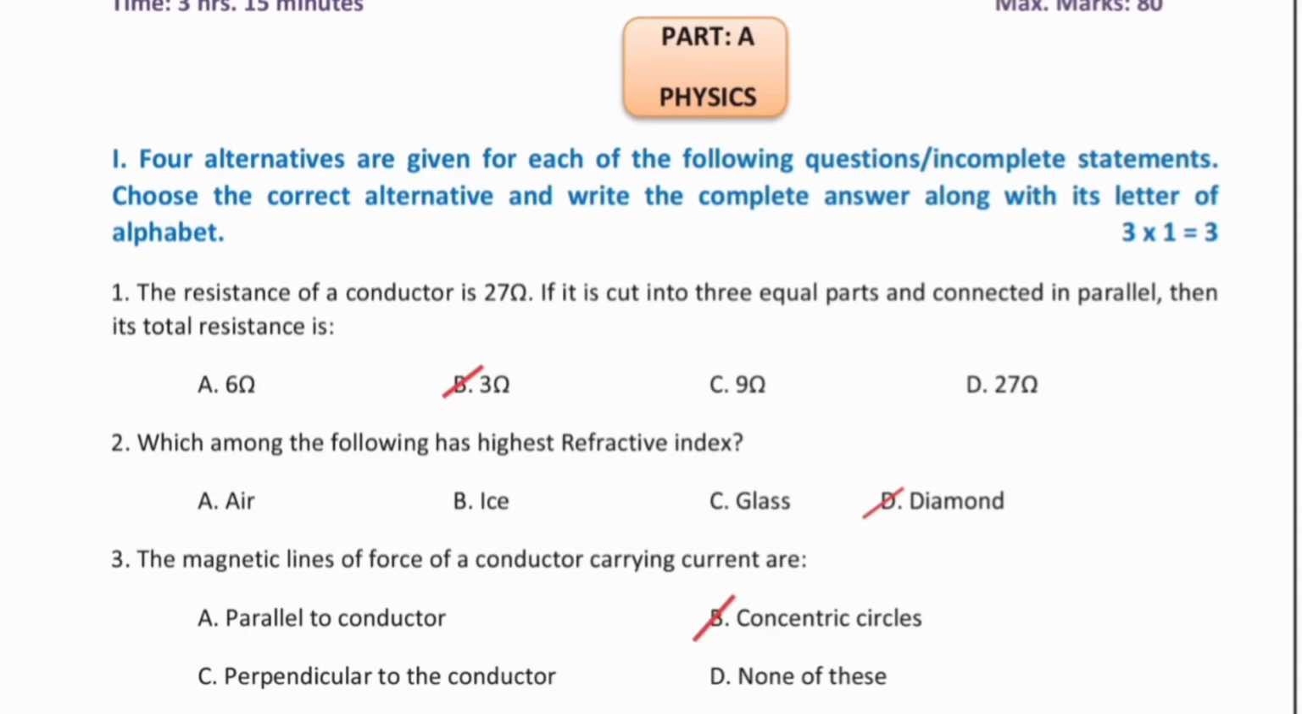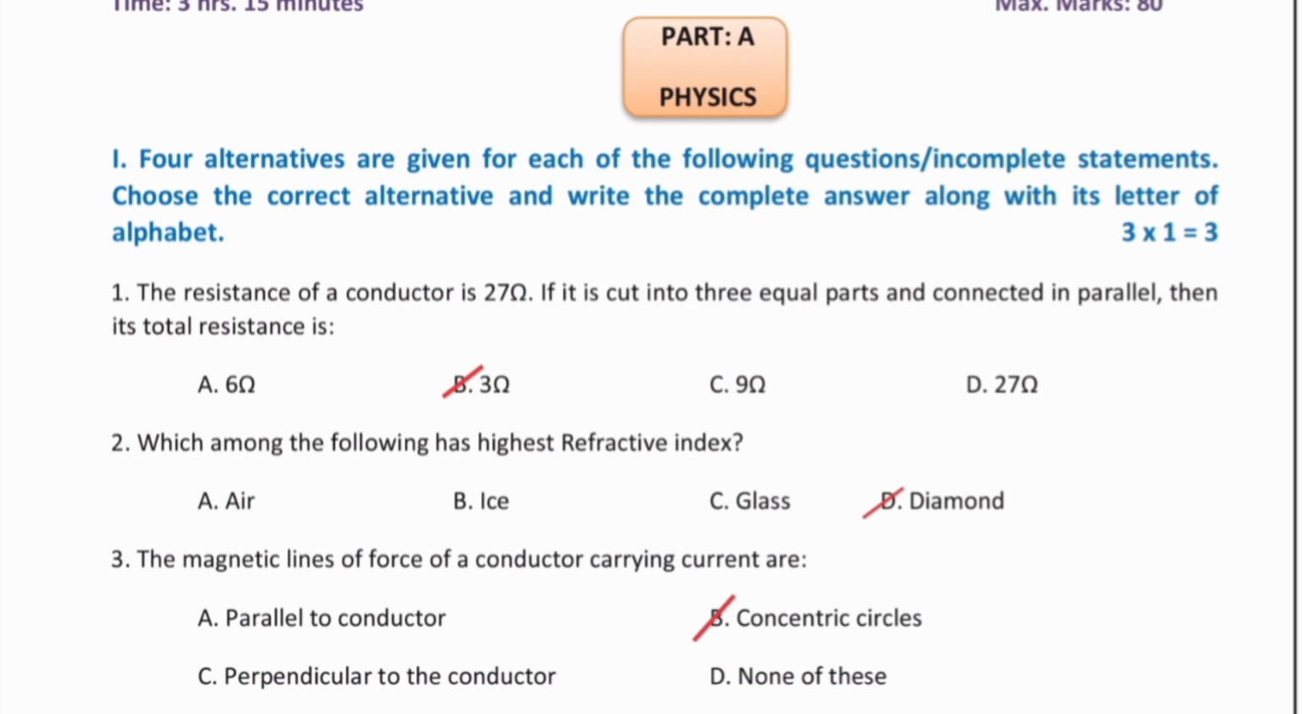The resistance of a conductor is 27 ohm. If it is cut into 3 equal parts and connected in parallel, then its total resistance is, this is a numerical based MCQ. The correct answer is option B, 3 ohms. If we divide 27 ohm into 3 parts, it will become 9 ohm, 9 ohm and 9 ohm, which is connected in parallel. Therefore, 1 by Rp equals 1 by R1 plus 1 by R2 plus 1 by R3. Using this, we get the total or effective resistance as 3 ohms.